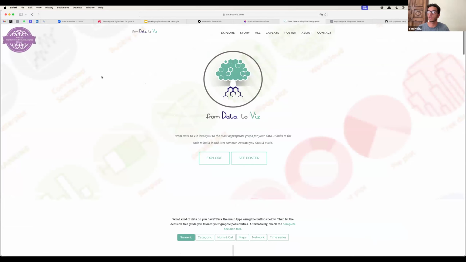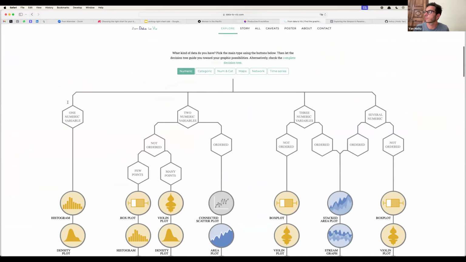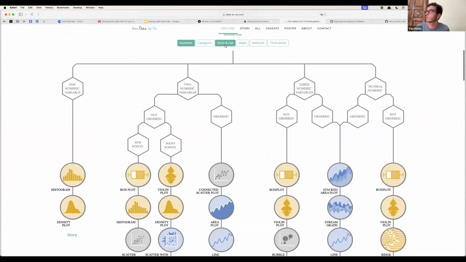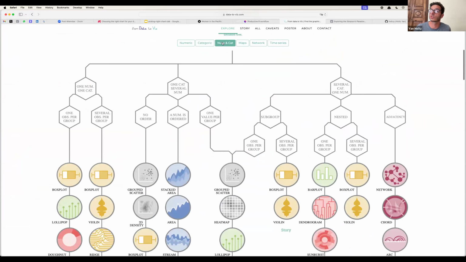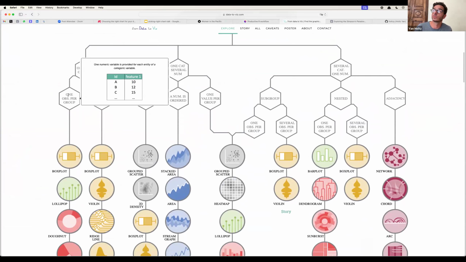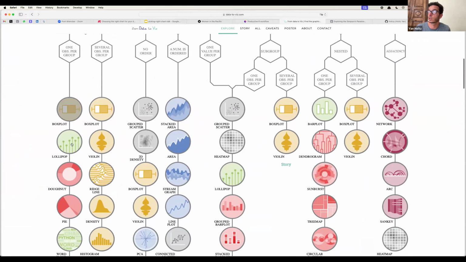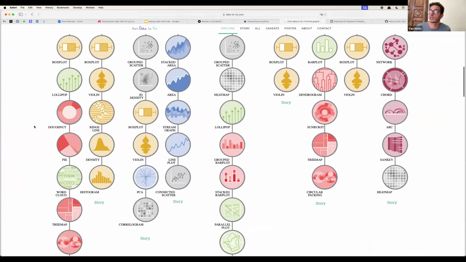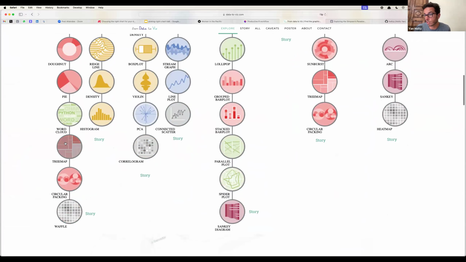Here we are. So that's Data2Viz. I created it a few years ago. And that's the decision tree. So let's say in my data set, I've got some numerical and some categorical variables. Maybe I have one numeric and one categoric. That's what we've been talking about. And if I have only one observation per group, then the table looks pretty much like that. And I can do a box plot, a lollipop plot, a donut chart, a pie chart, a word cloud, a treemap, circular packing, or a waffle chart.